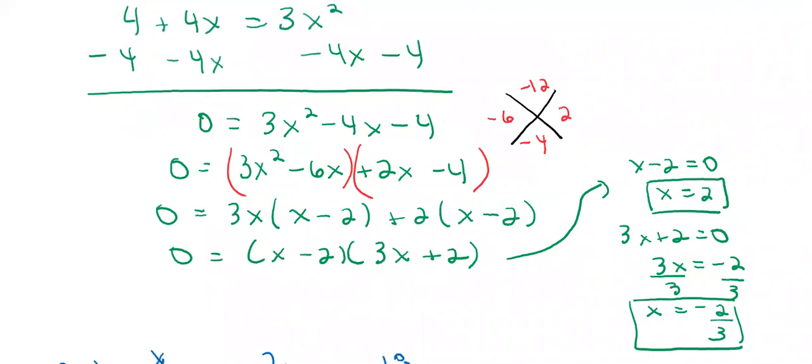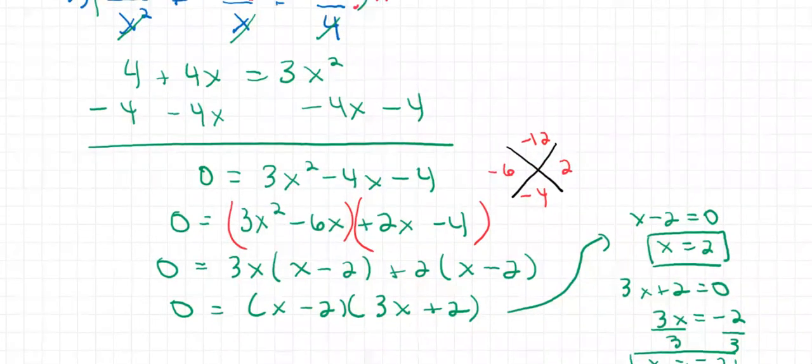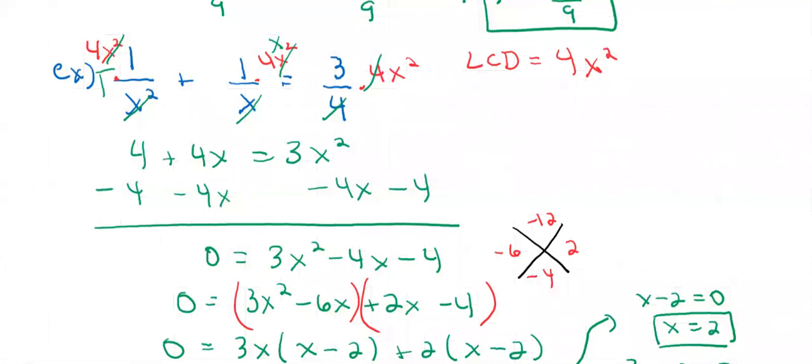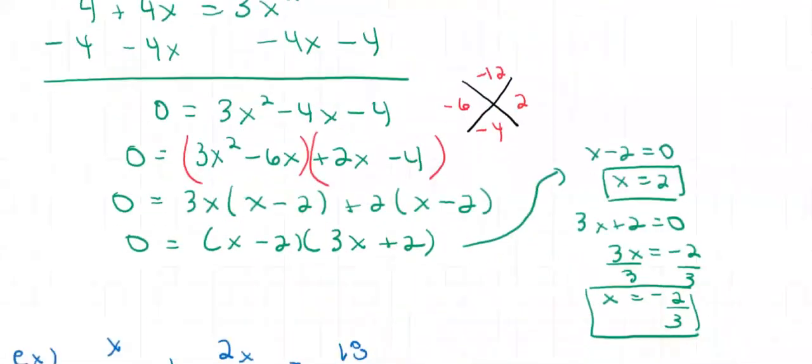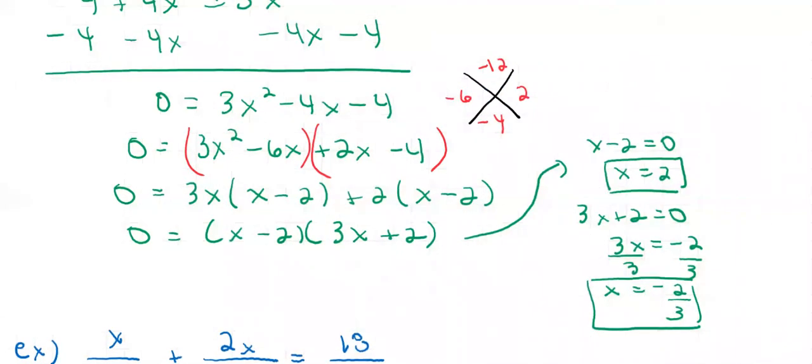Now, I'm going to go back to the original and make sure I have no issues with those solutions. I see in my original problem that as long as x isn't 0, we're good to go. And since neither of my solutions are 0, those are my solutions.